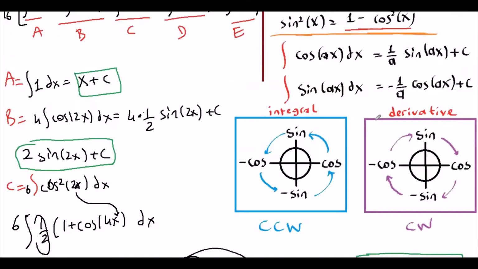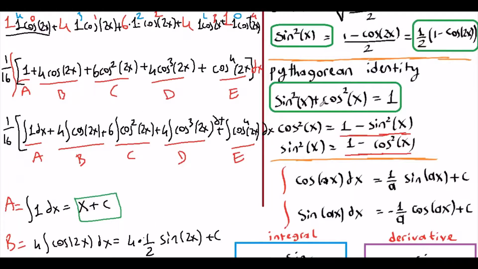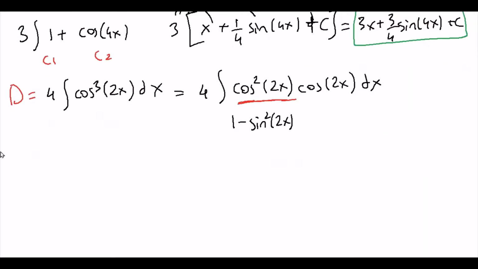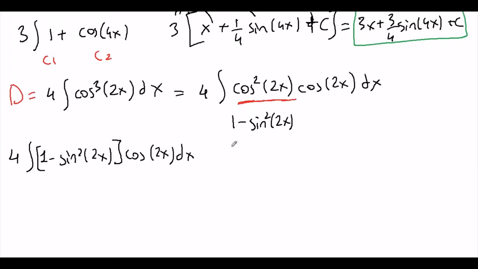Let's revisit the Pythagorean identity. Sine squared of x plus cosine squared of x is equal to 1, and if you solve for cosine squared here, you obtain 1 minus sine squared of x. So our integral turns into 4 times 1 minus sine squared of 2x times cosine of 2x. Here we are going to apply u substitution. Let u be equal to sine of 2x.